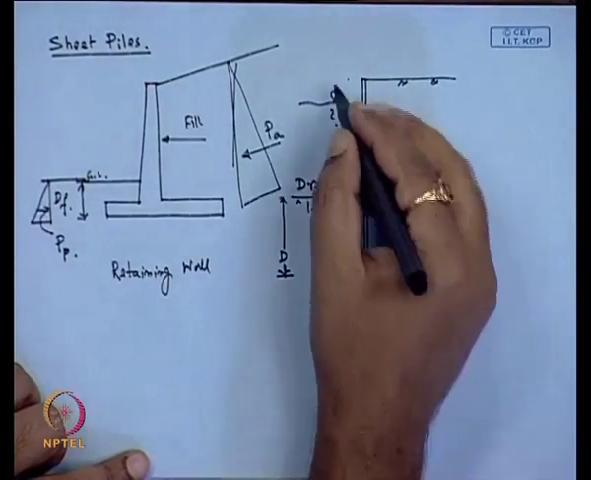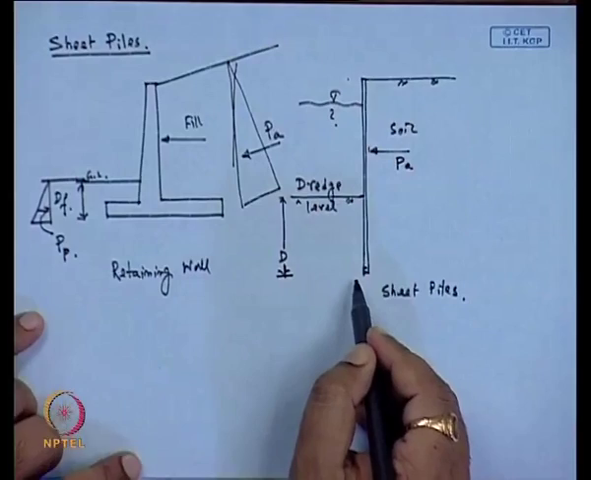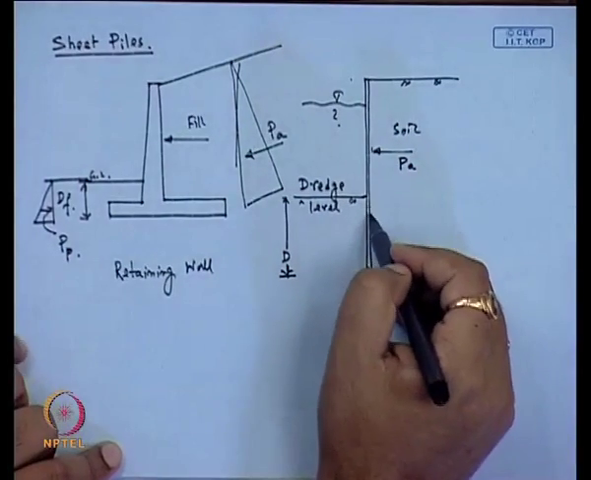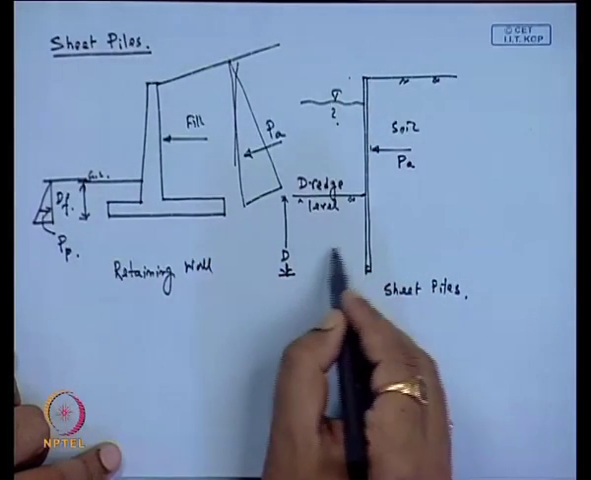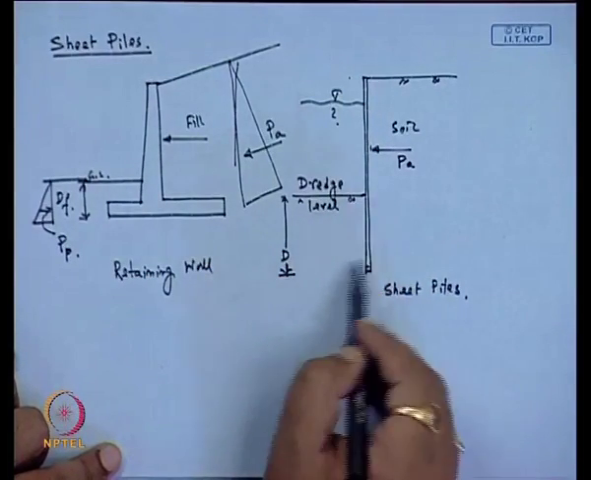So, that is why here we cannot neglect this passive resistance, because that resistance is not small, as the depth of the sheet pile is more as compared to the retaining wall. So, that passive resistance we have to consider in the design.